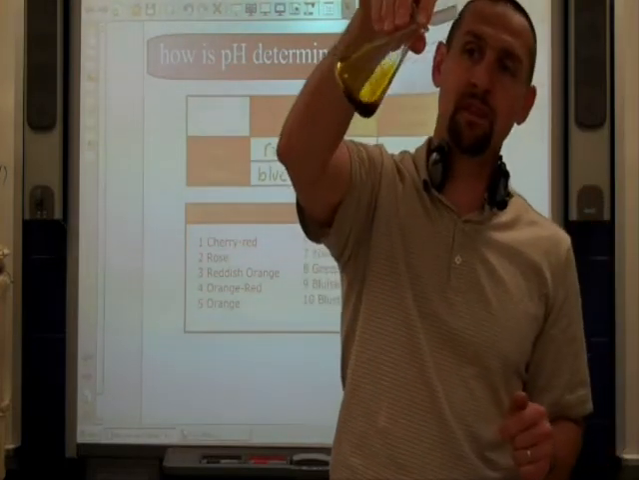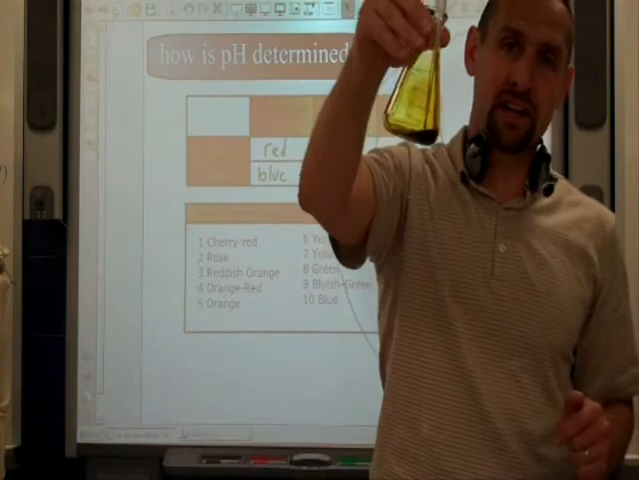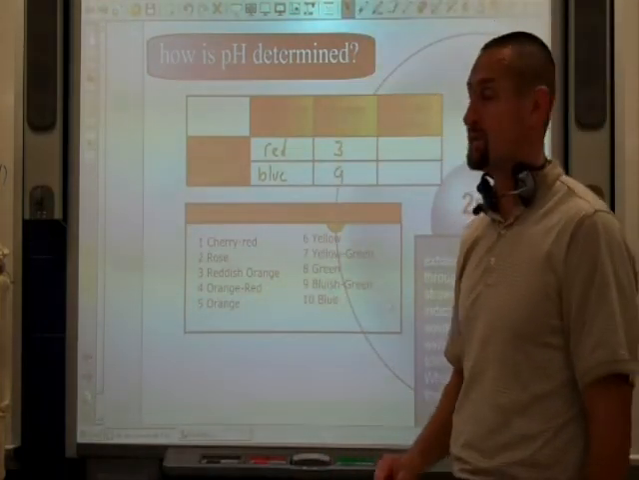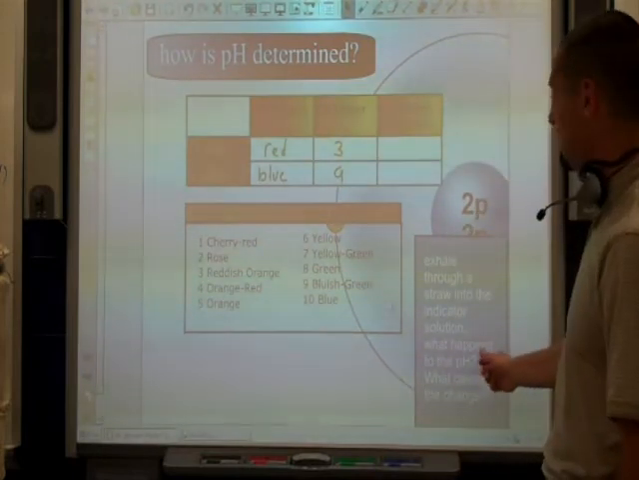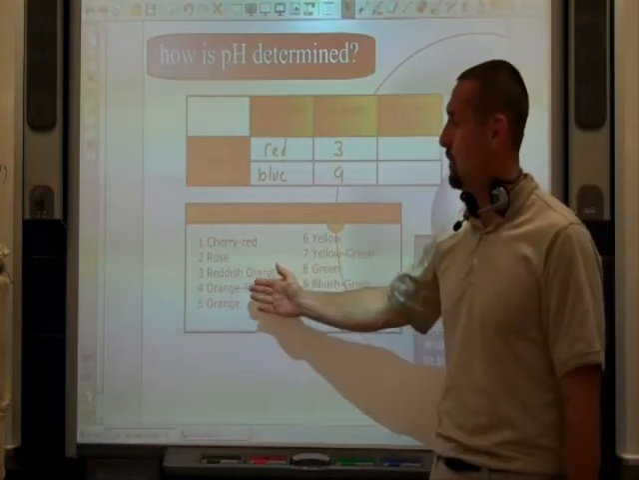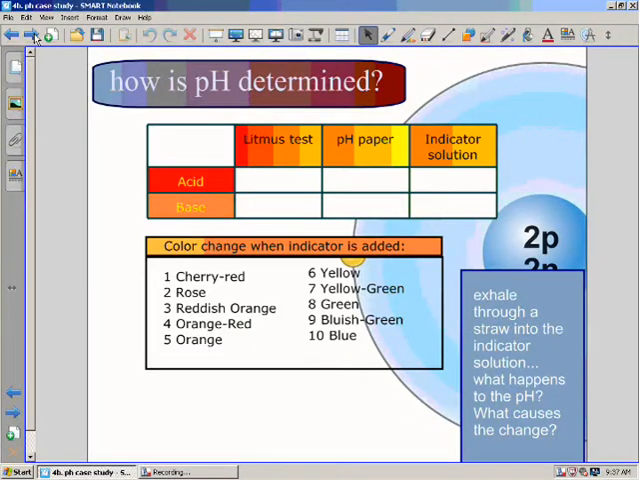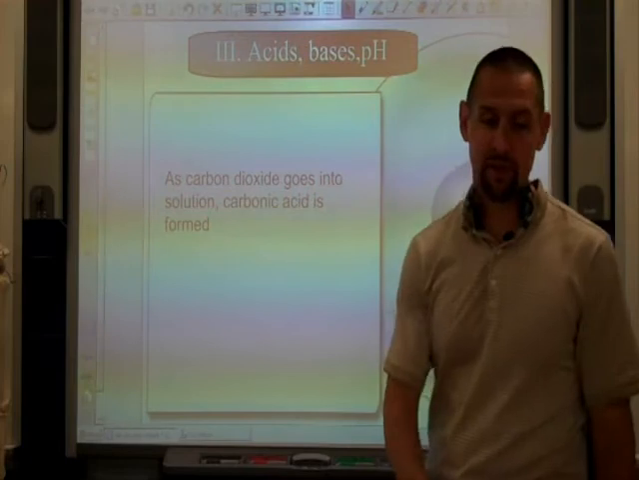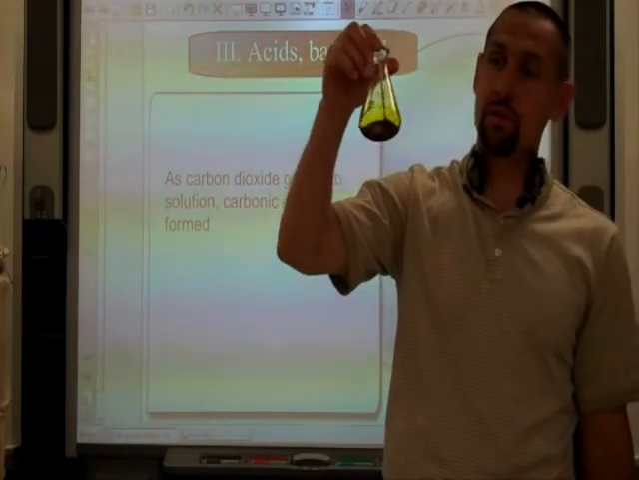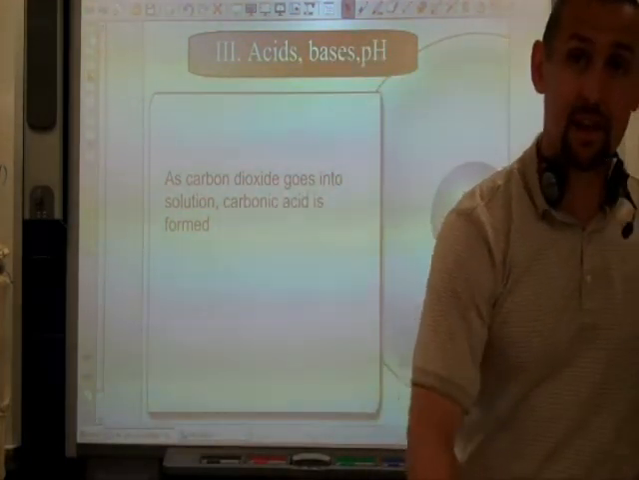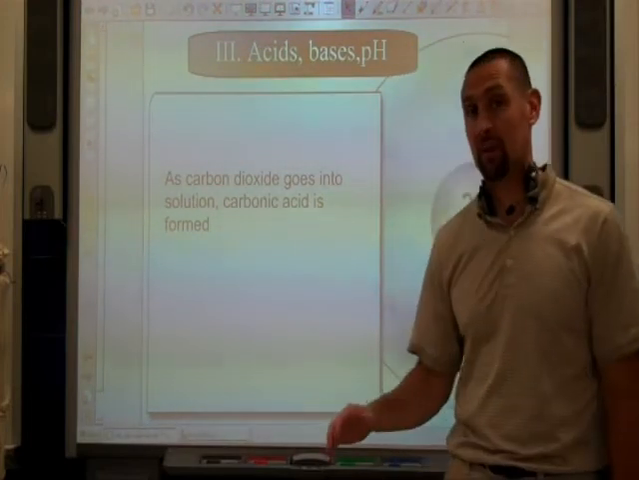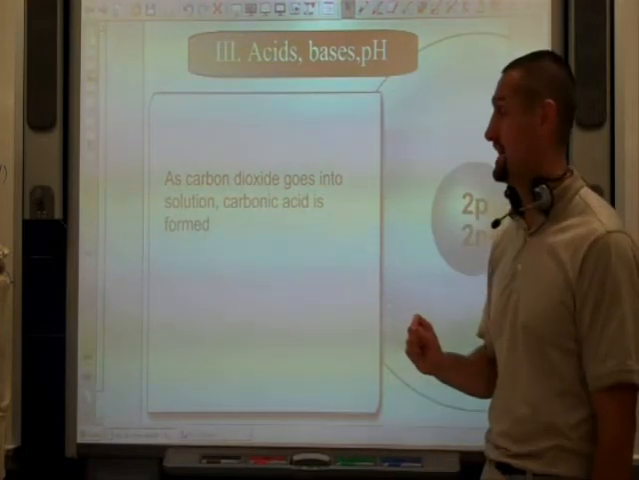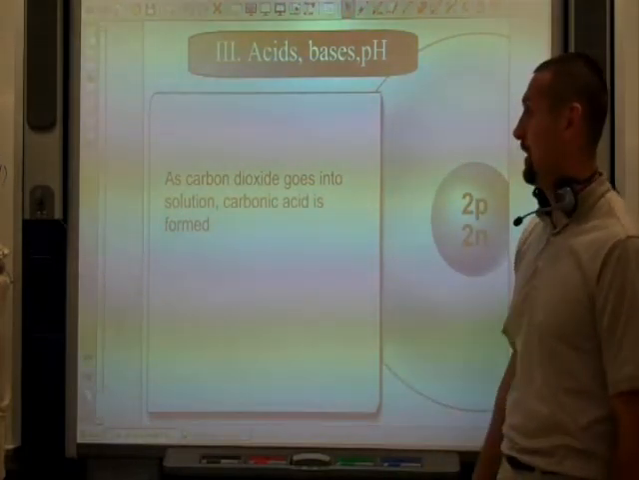All right, see that? So by adding carbon dioxide, I'm changing the pH of that solution. In this case, as it goes lower on the scale, it's making it more of an acid. So as carbon dioxide goes into the solution, it helps to form carbonic acid. The pH number goes down, it means it's getting more acidic. Carbonic acid is formed.